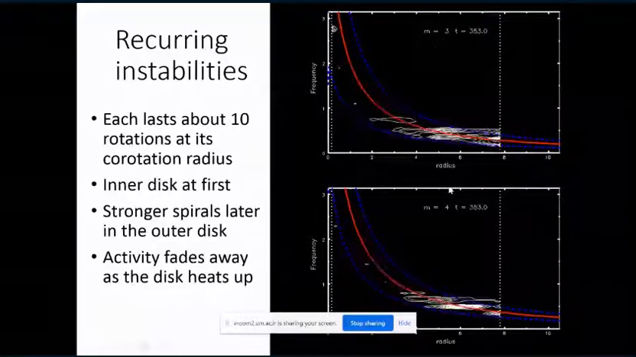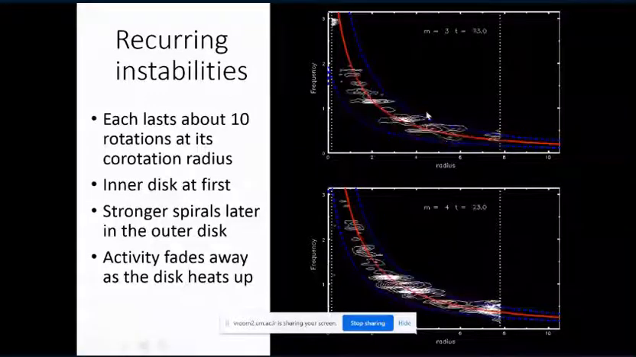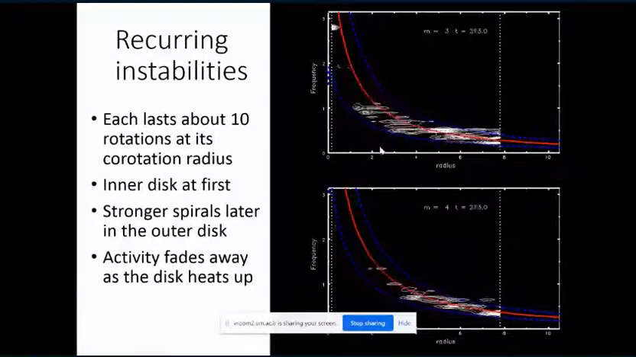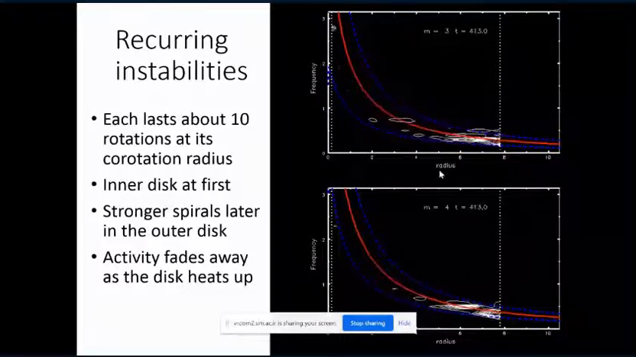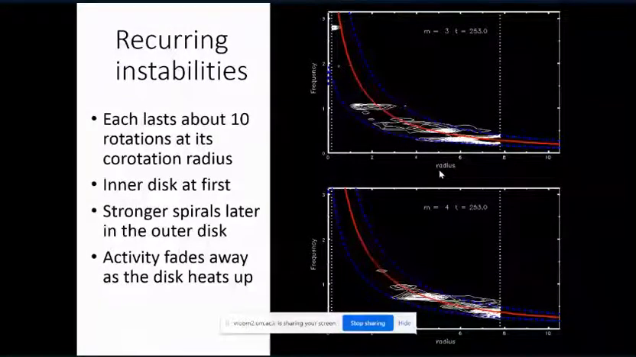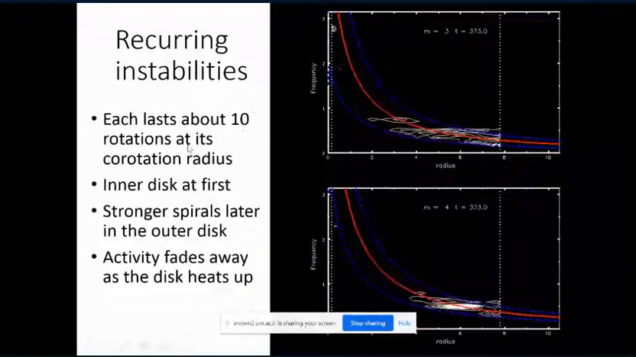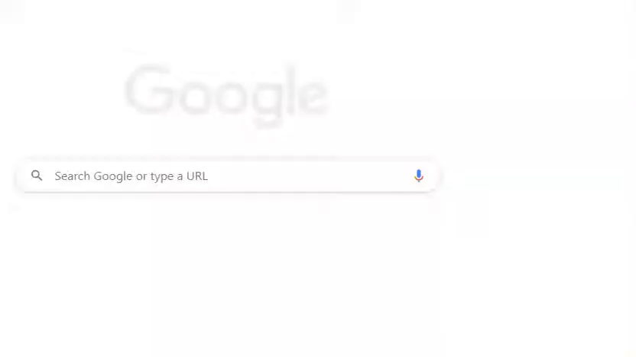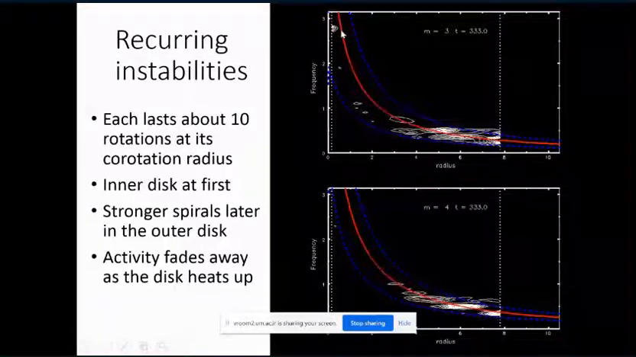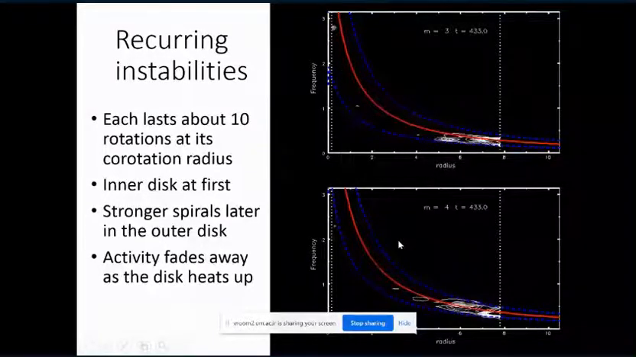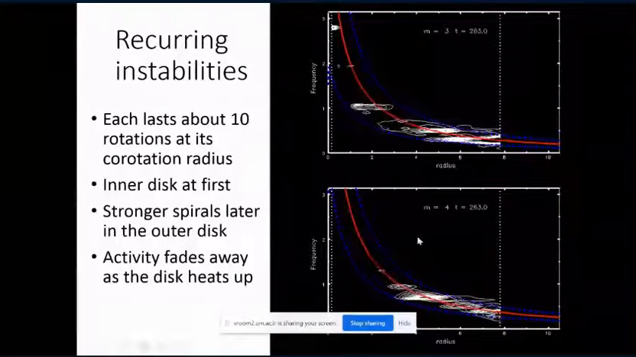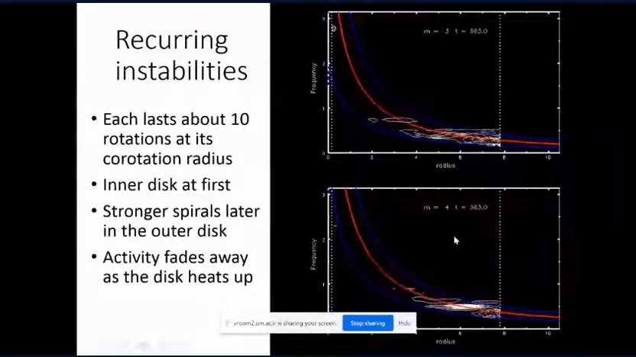And what I've understood from information like this and other evidence, which I'll come to in a minute, is that each one of these horizontal stripes is separately a spiral mode, an instability of the system, which lasts somewhere around 10 orbits at its co-rotation radius. And as I said, it affects the inner disk at the beginning, and later on it spreads to the outer disk, and then finally the activity fades away because random motion has risen up.